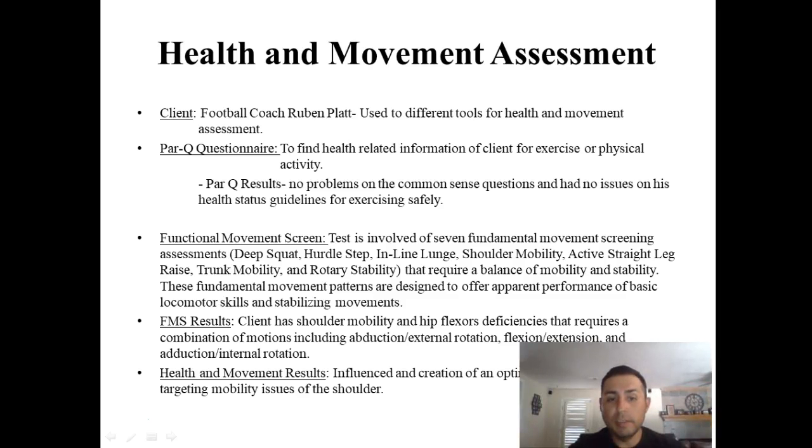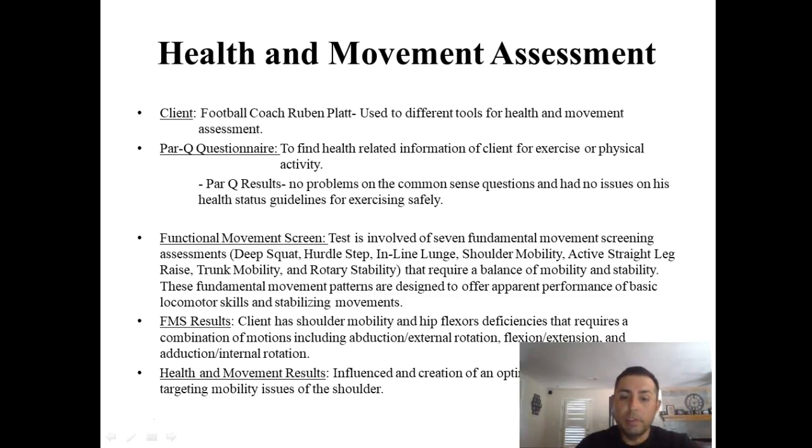So I also used the functional movement screen assessment to see if my client had any deficiencies or any problems with his mobility. My FMS results were that my client had shoulder mobility issues and a little bit of deficiency in the hip flexors, a little weak, but not too bad on the scoring. He required a combination of motions including adduction, internal rotation, flexion, and extension.